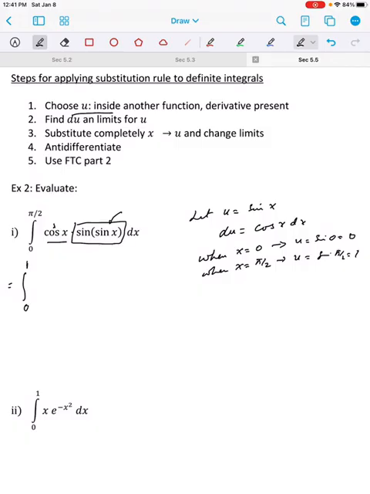Now cosine x, so how are we going to replace the cosine x? If you remember, in this case we actually don't need to replace the cosine x. Why? Because we know that the du has a cosine x. So you can think of this along with dx, that this is becoming du. So what this expression becomes is sine of u du.